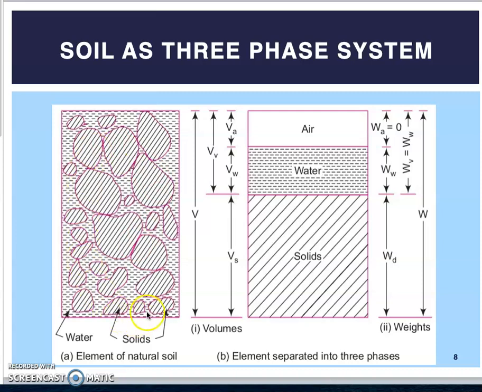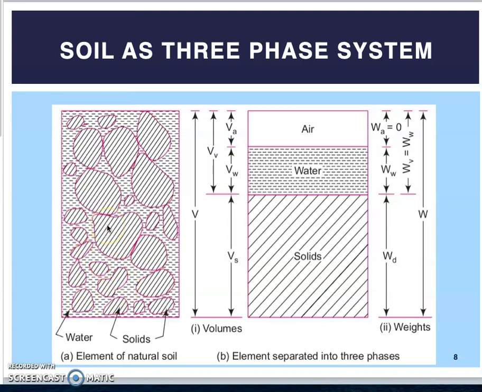In this figure, what you can see is a single element of a naturally occurring soil mass. So what do you have in this element? If you take any small amount of soil from your plot, what all things will you get? You will get the soil particles, right? Solid. Then, if it has some amount of water content, you will also get water in its void spaces.